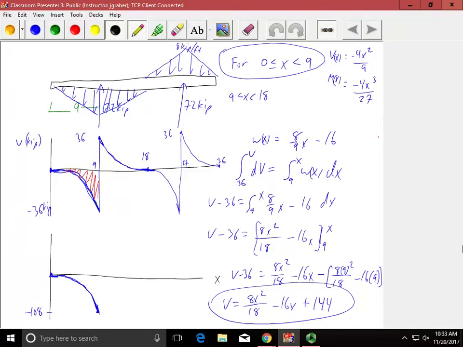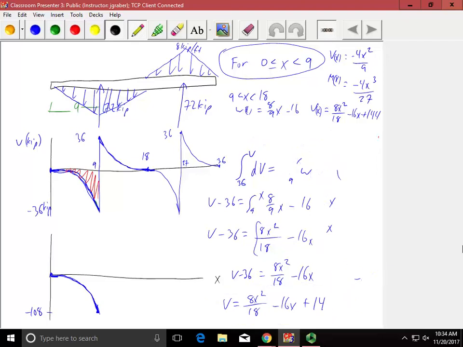Very good. So for that, my w of x equals 8/9 x minus 16. My shear of x equals 8x squared over 18 minus 16x plus 144. Now is where the useful part comes in. All we've done so far is gotten an equation for a line we already graphed. Not very useful. But we need to find moment.